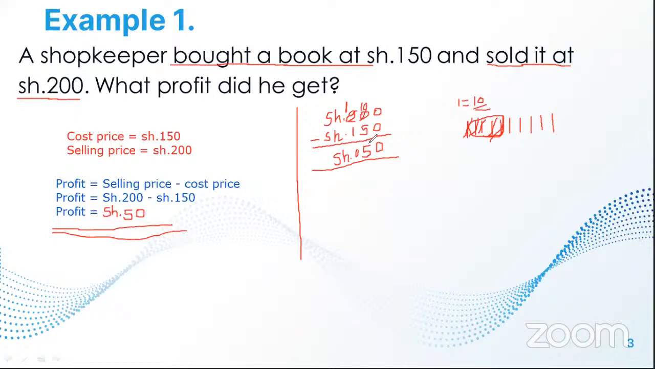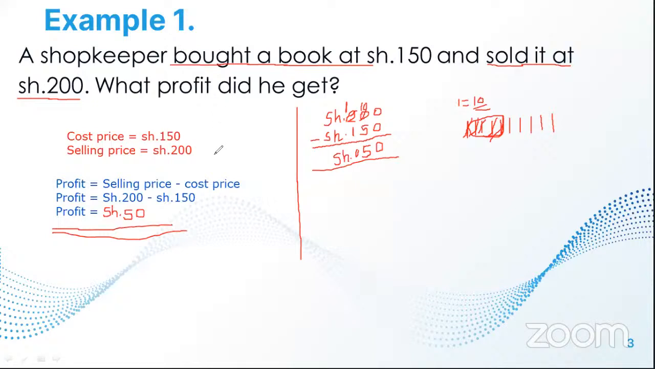Teacher, I have not got properly that profit equals selling price minus cost price. Profit equals shillings. Okay, so you remain there. Don't go off.